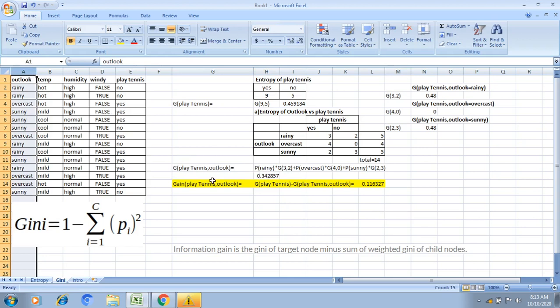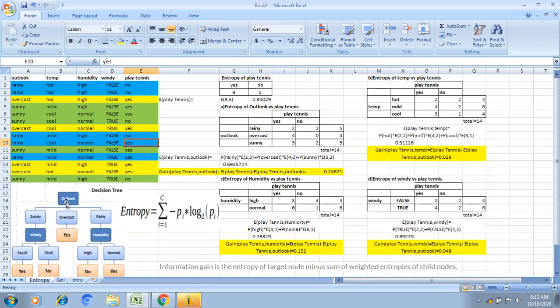Then we need to get the information gain of this outlook versus play tennis. I need to subtract the child Gini from the target Gini, then I will get the information gain of outlook. In a similar way we need to calculate temperature, humidity and windy. Whichever independent node has the highest gain, that one we select as the root node, and the remaining ones are child nodes.